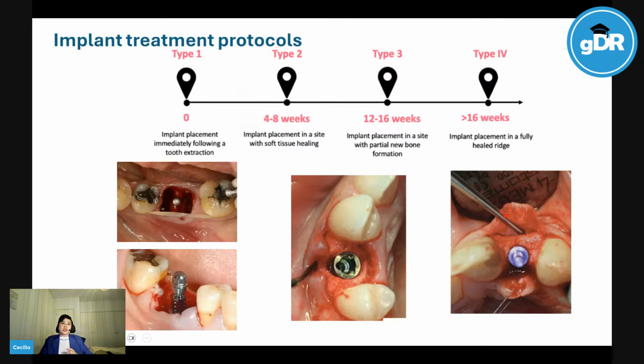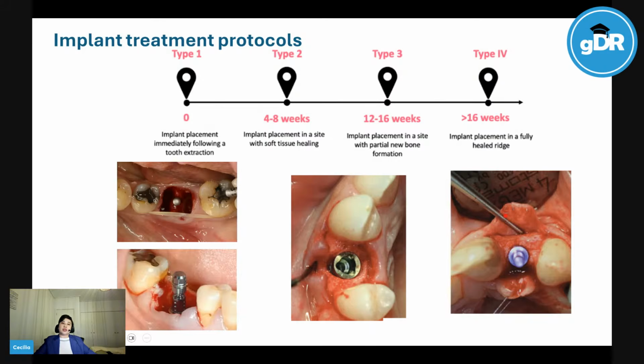Type 2 is my general day-to-day, basically. It's 4 to 8 weeks. So from extraction of the tooth to implant placement, I tell my patients to come back around 2 months. Your soft tissue has healed. Your bone has not completely healed, but that's fine. That's not an issue. It doesn't have to be completely healed for you to be placing. So it's not fully matured, and you might have to graft.